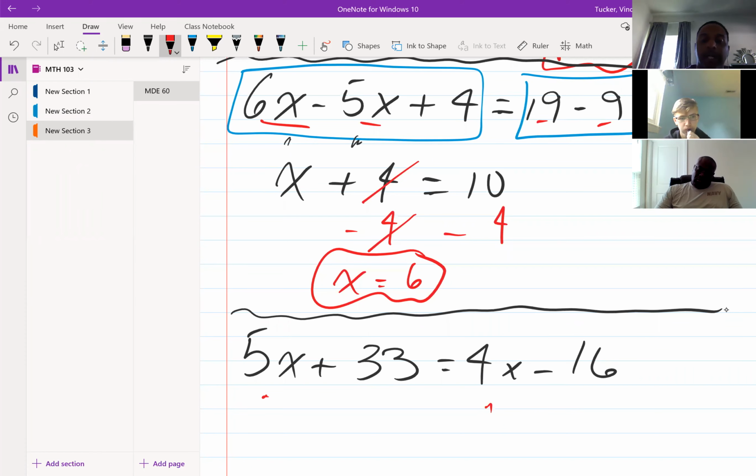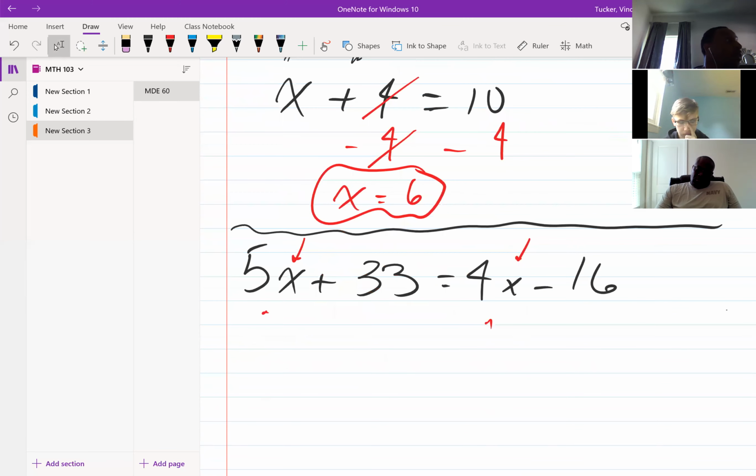So remember, your goal is always to get x by itself. And once again, we have these two terms that have x involved. So it's up to you which way you want to go. It doesn't matter. You have 4 different terms to work with: 5x, 33, 4x, negative 16. You should be trying to get all of your terms with x to one side, all of your terms without x to the other side. It doesn't matter which order you go. As long as you do it correctly mathematically, you will still get the same answer.